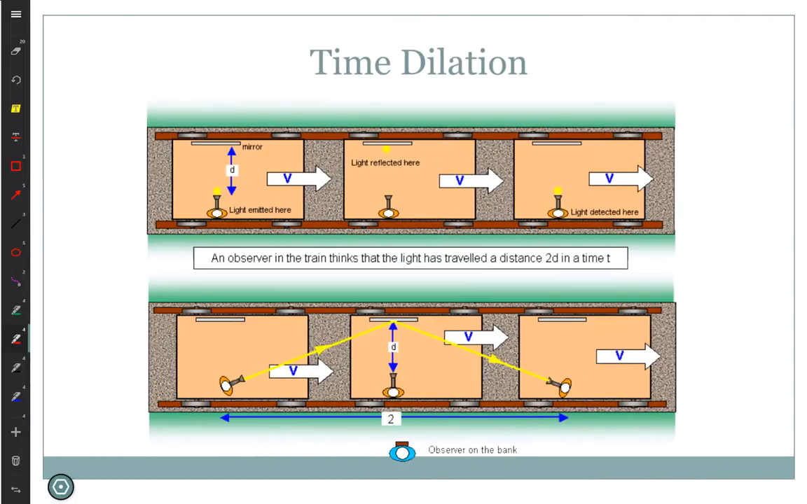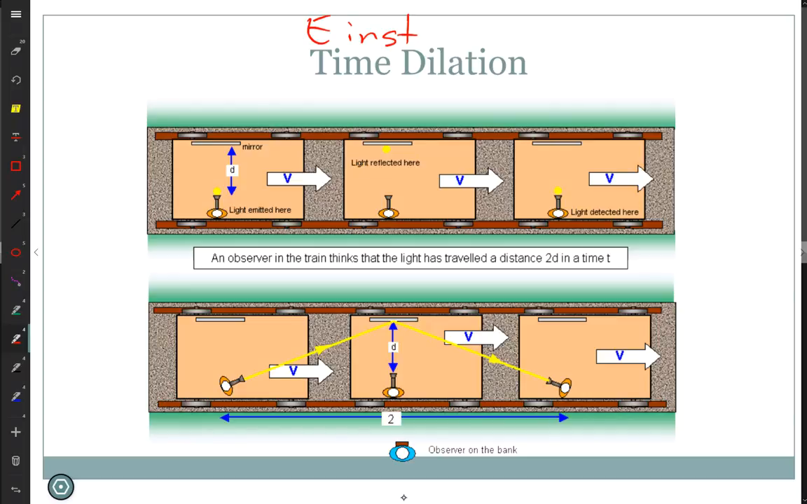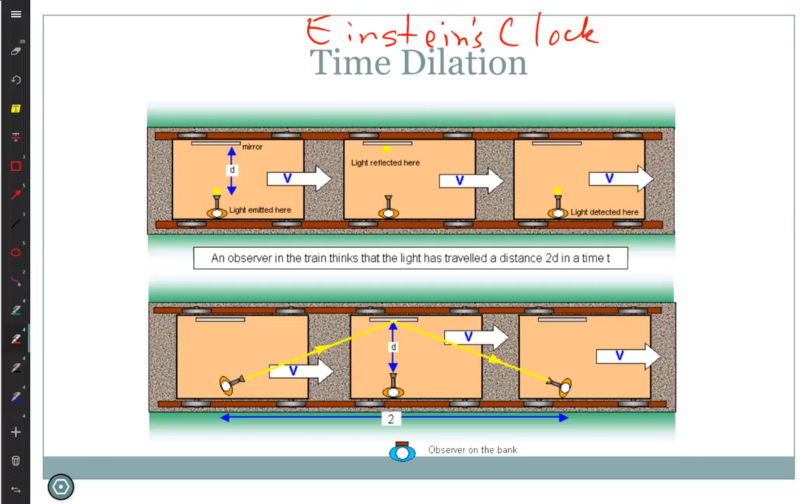Let's get to the key slide for the entire lecture, Einstein's clock. So Einstein proposed, let us imagine that we have a light-based clock. We have a clock that consists of a light bulb, a mirror, and a light detector. The light bulb flashes, light goes straight across this clock, hits a mirror, reflects back, and hits the detector. You say that's 1 tick of the clock.